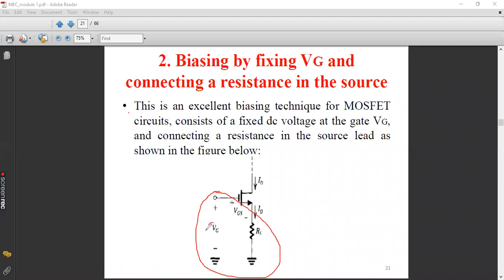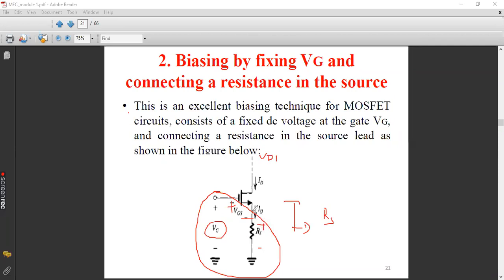So this is your input voltage VG, out of which a portion will be dropped across the gate and source and another portion will be across RS. So what will be the voltage across RS? It is nothing but the current into resistance. From the supply voltage VDD, a current ID will be flowing through the device. So that ID into RS is your voltage across RS.